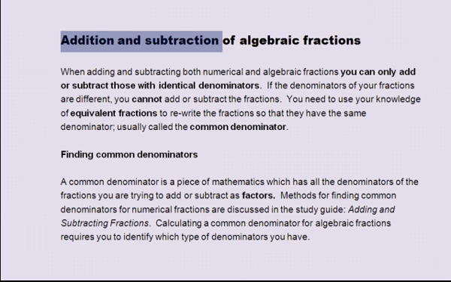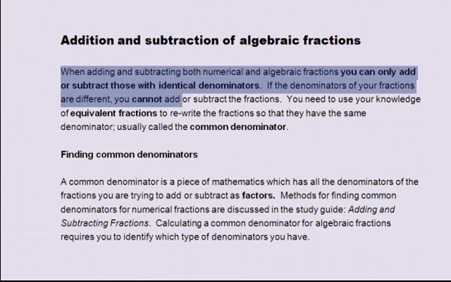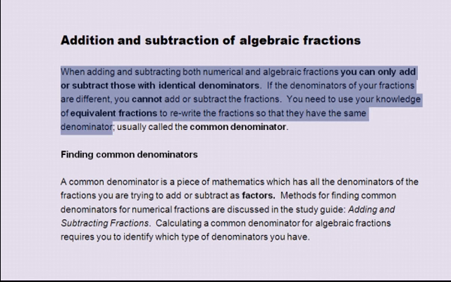Addition and subtraction of algebraic fractions. When adding and subtracting both numerical and algebraic fractions, you can only add or subtract those with identical denominators. If the denominators of your fractions are different, you cannot add or subtract the fractions. You need to use your knowledge of equivalent fractions to rewrite the fractions so that they have the same denominator, usually called the common denominator.